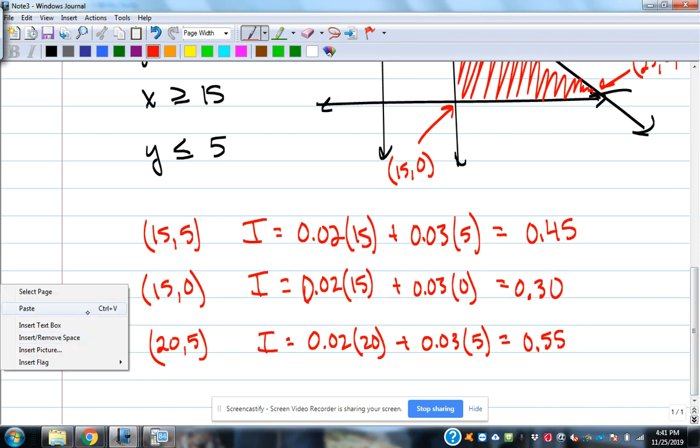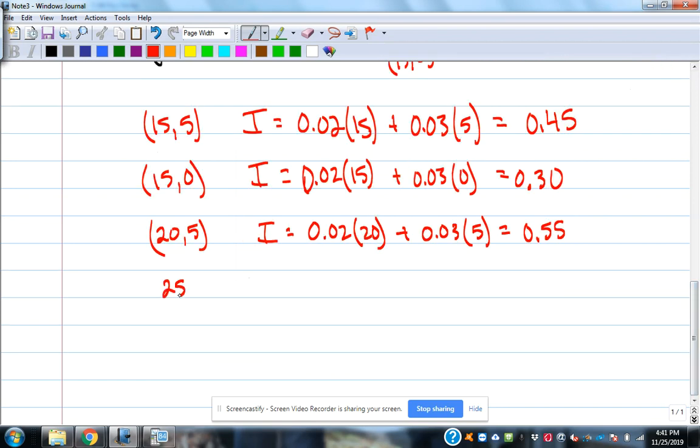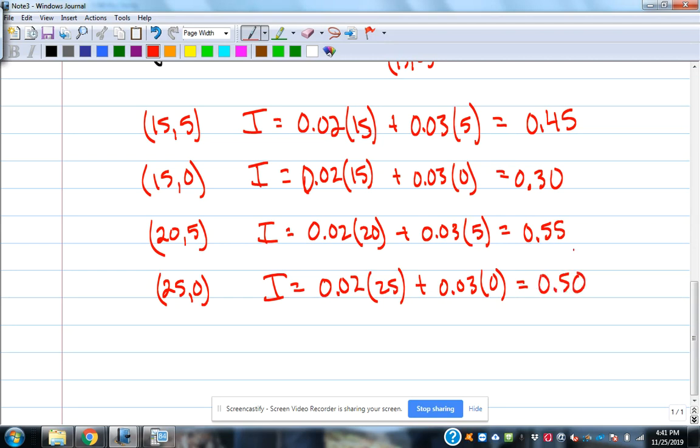And then one last ordered pair, that's the 25, 0. We're just going to plug that in. 0.2 times 25 plus 0.3 times 0, 0.50. Okay. Your minimum will be the lowest value. Minimum of 0.3 at what ordered pair? 20 or 15, 0, right?